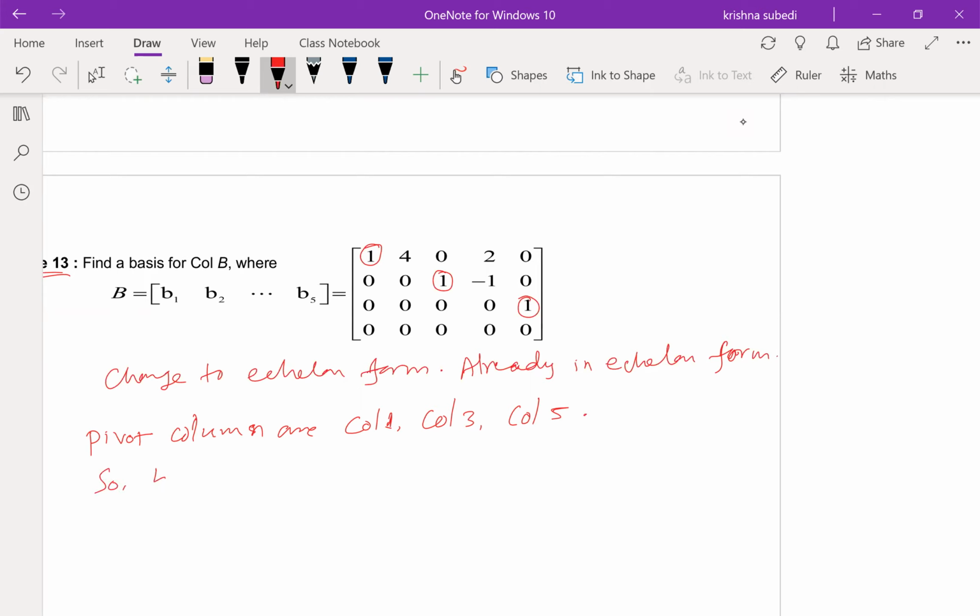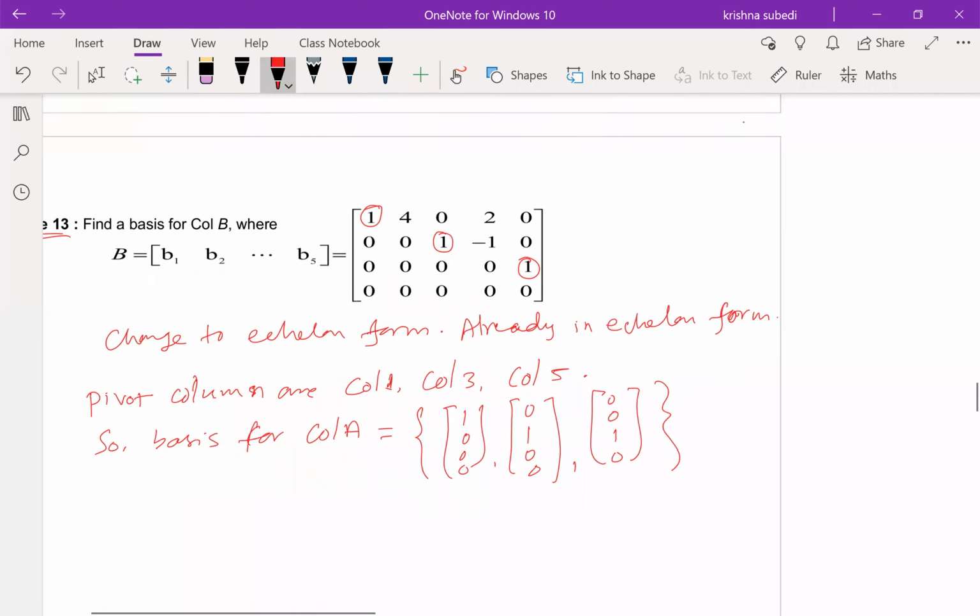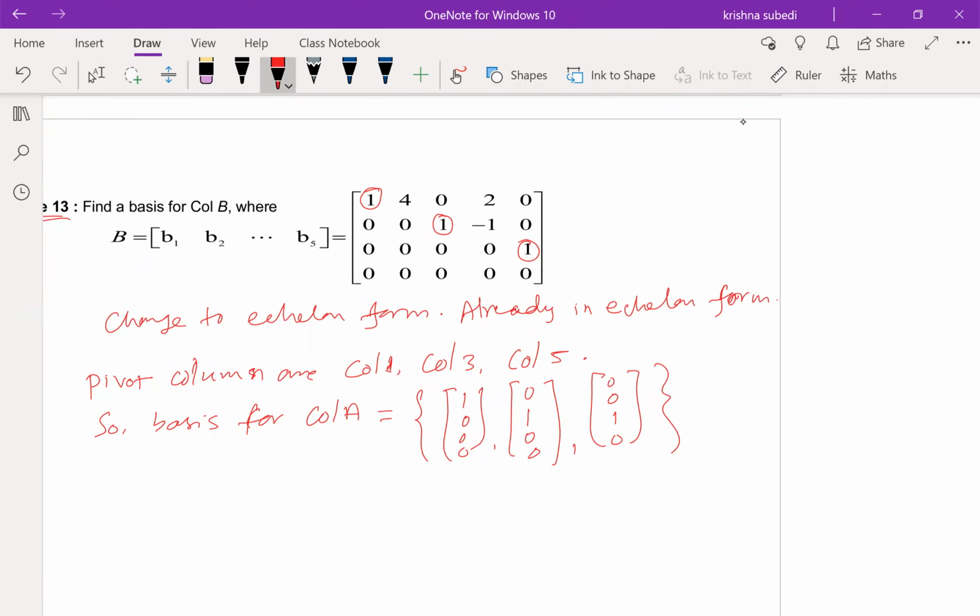So the basis for the column space of A is just the vectors (1, 0, 0, 0), (0, 1, 0, 0), (0, 0, 1, 0). So these are the basis for the column space of A. Now, according to the definition, in order for these to be a basis, the vectors must be linearly independent, and they must span the given space.